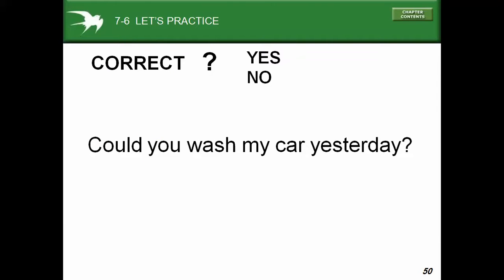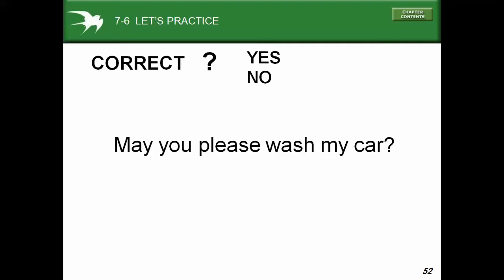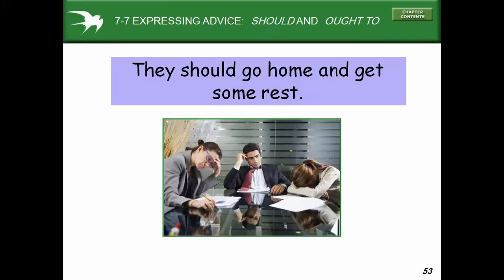Is this formal? Correct or incorrect? Could you wash my car yesterday? What is here, yesterday? No, it is incorrect. Will you wash my car, please? Yes, correct. May you please wash my car? No, incorrect.